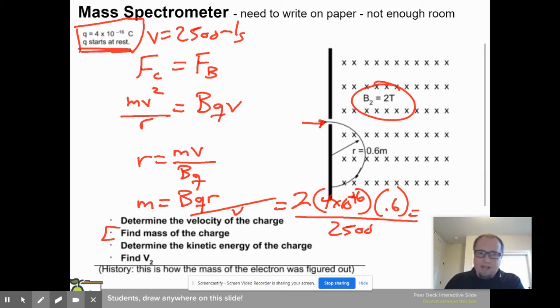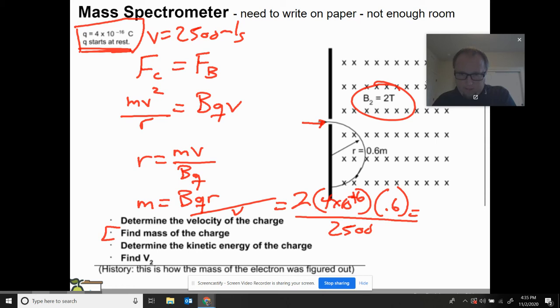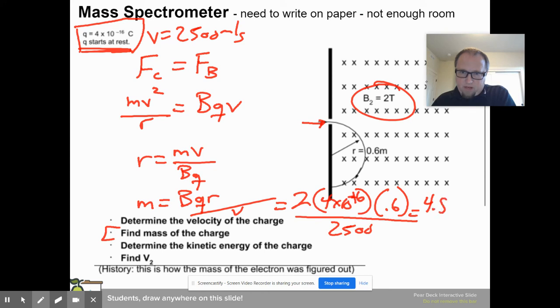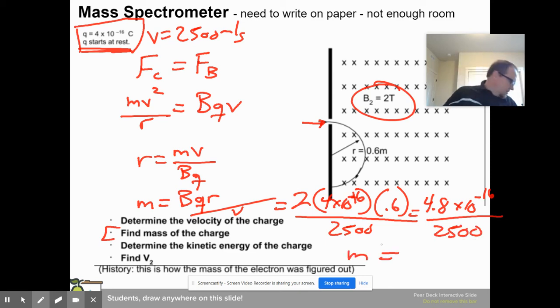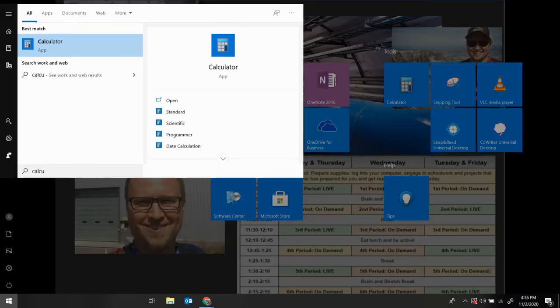Wow. Wish I had a calculator. Oh my goodness. Let's do this. 848. 4.8 times 10 to the negative 16 all over 2,500. Oh my goodness. Let's see if I can do that.